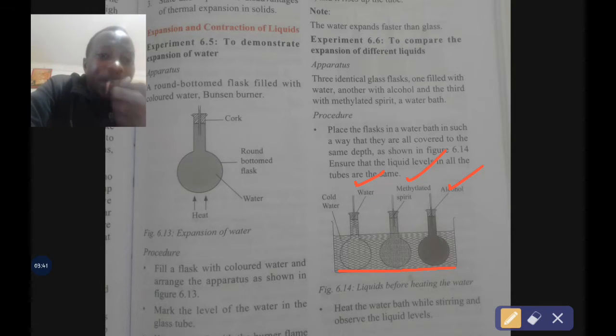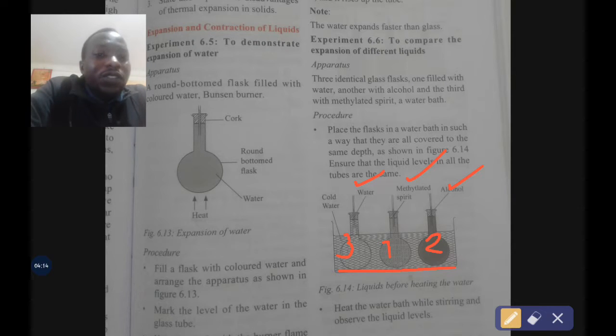So the contraction level will be indicated by the levels of each of these liquids within the tubes, and we will observe that methylated spirit will have the lowest level here, followed by alcohol, and finally the one that will have the highest level is water. So what does that tell us? We can conclude from there that methylated spirit contracts more than alcohol, which contracts more than water.